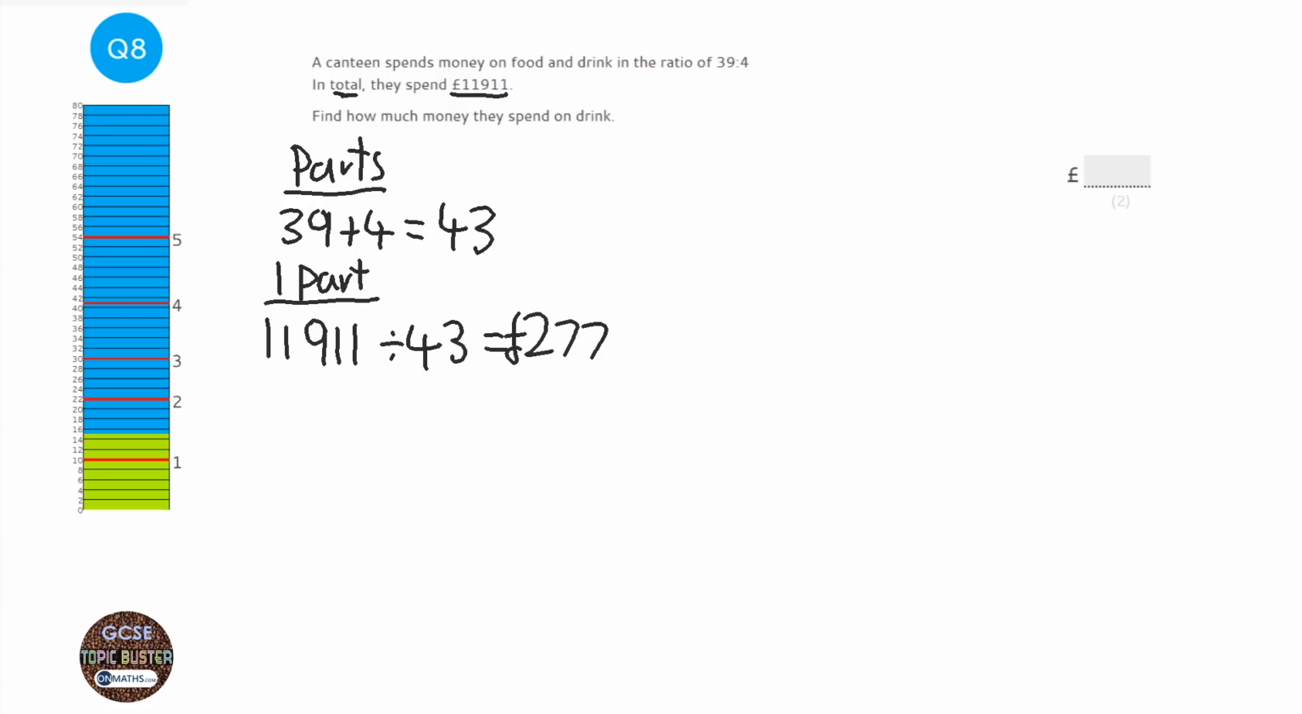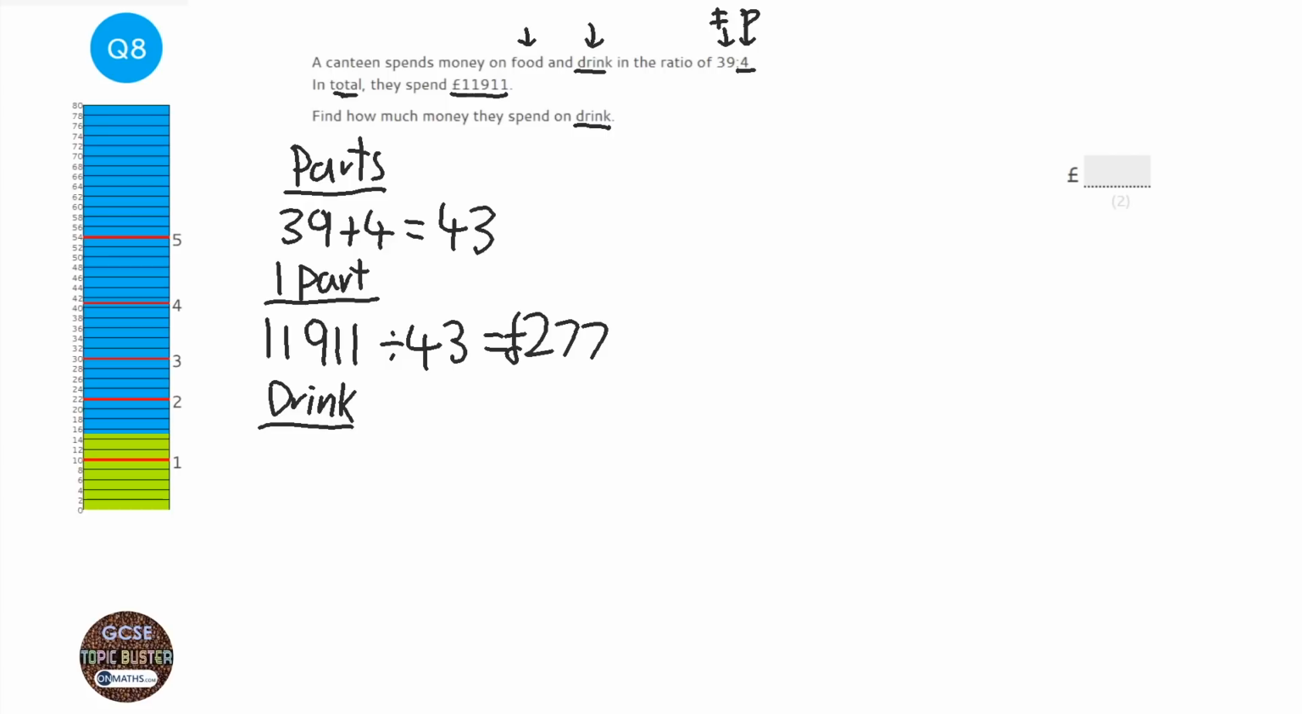Now let's read the question. Find how much money is spent on drink. Well, drink is this one here. And the order which they are in the question, food, drink, is the order which the ratios are. So food, then drink here. So there are 4 parts. So we're just going to write drink.